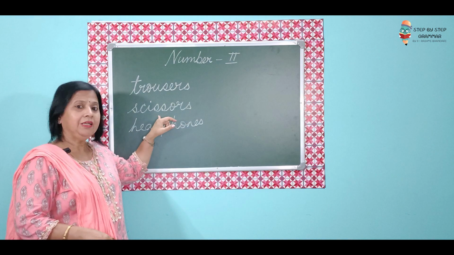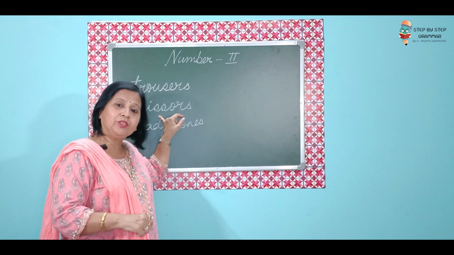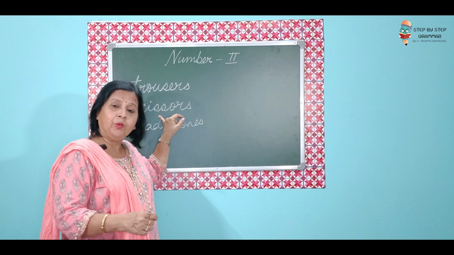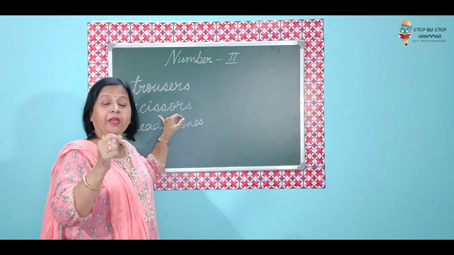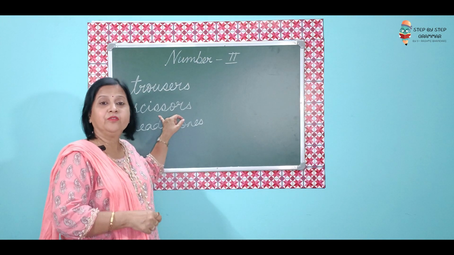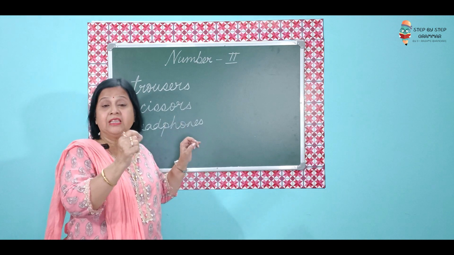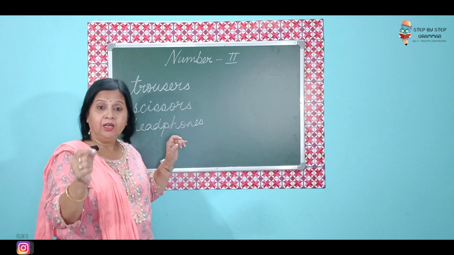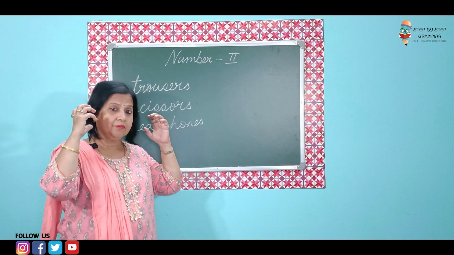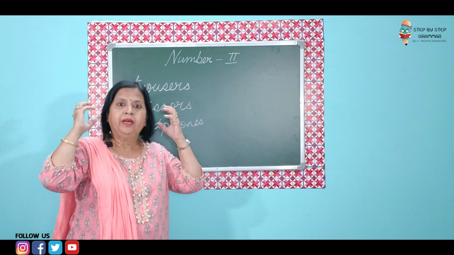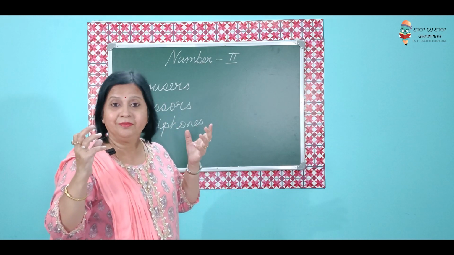Okay. Similarly, scissors. When we talk about scissors, again it's always used in the plural form. Okay. The pair of scissors we can say. I need a pair of scissors. I need two pair of scissors. The scissors are blunt. What do I say? The scissors are blunt. So I'm using it in the plural form. Similarly, headphones. What do I say? My headphones are new. My headphones are red in color.